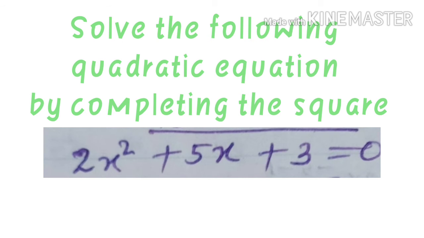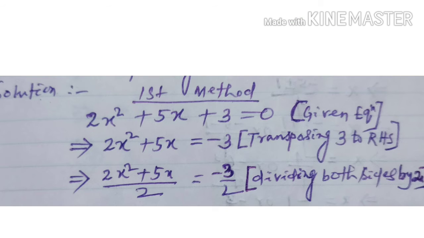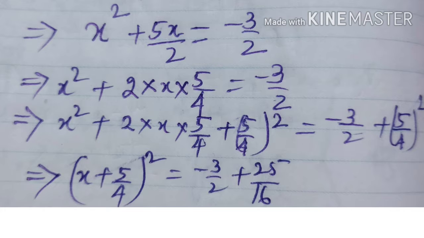Now solve the quadratic equation 2x² + 5x + 3 = 0 by completing the square. The given equation is 2x² + 5x + 3 = 0. Now transposing 3 to the right hand side, we have 2x² + 5x = -3. Now on dividing both sides of the resulting equation by 2, we have (2x² + 5x) divided by 2 is equal to -3/2. This implies that x² + 5x/2 = -3/2. This implies that x² + 2 × x × 5/4 = -3/2.